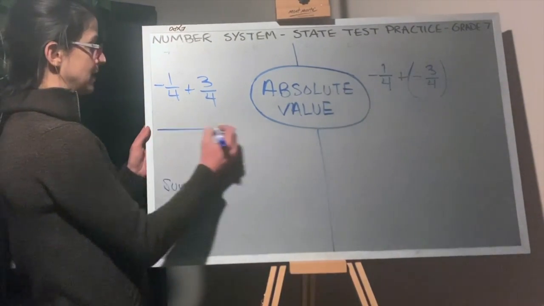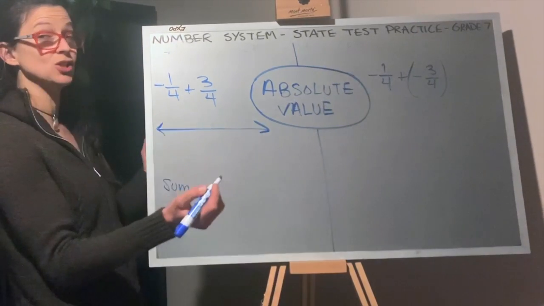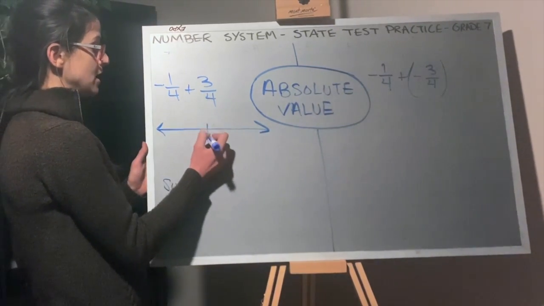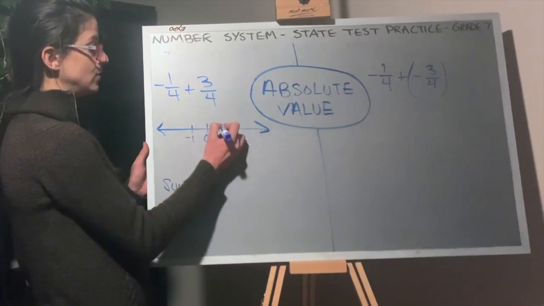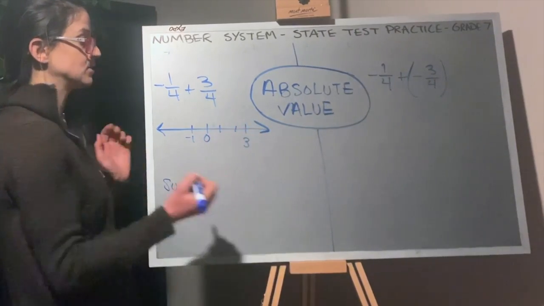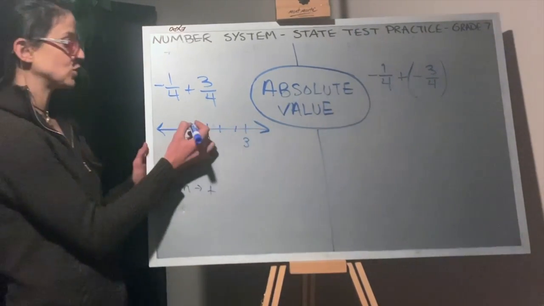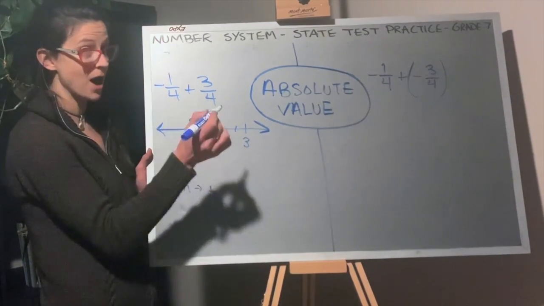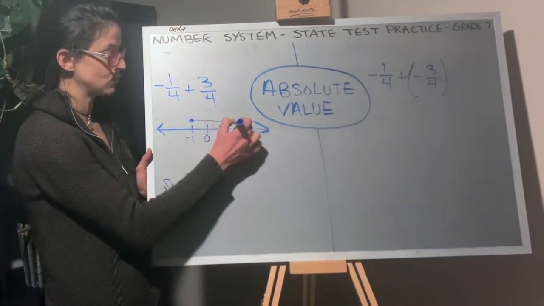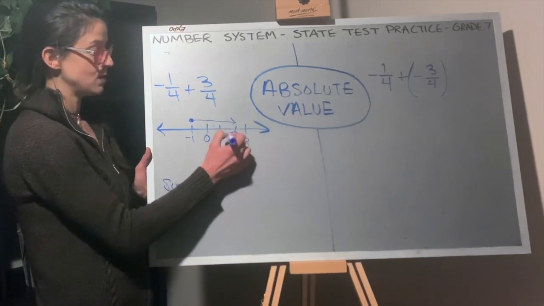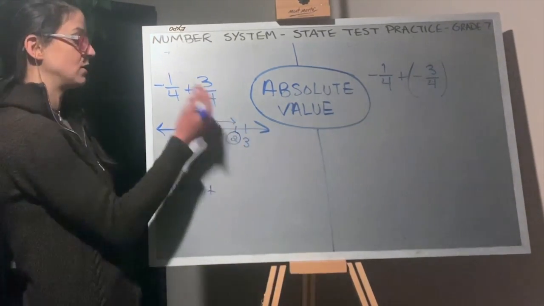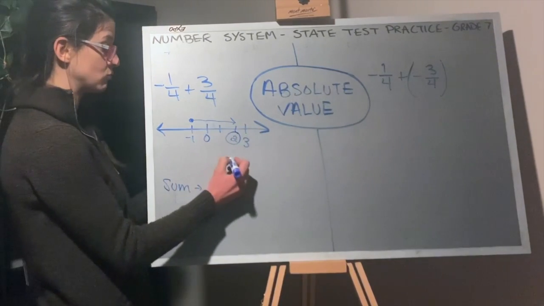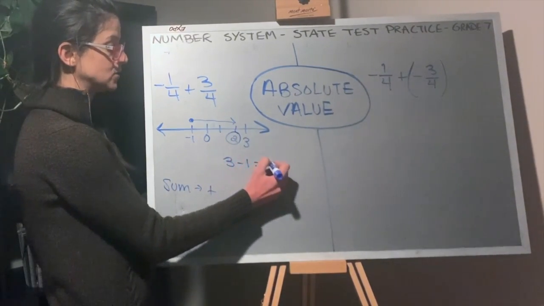On a number line, since we're talking about fourths, we can just look at the numerators. Here's 0, here's negative 1, 1, 2, 3. Here's positive 3. So if I'm starting at negative 1 and I want to move 3 in the positive direction, 1, 2, 3, I end up at 2. How is 2 related to 1 and 3? It's their difference. 3 minus 1 is 2.